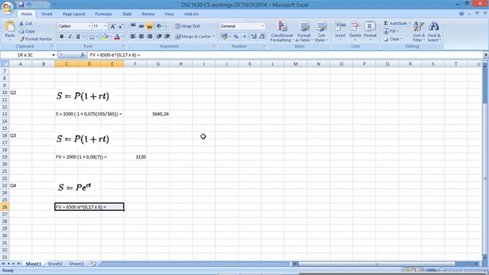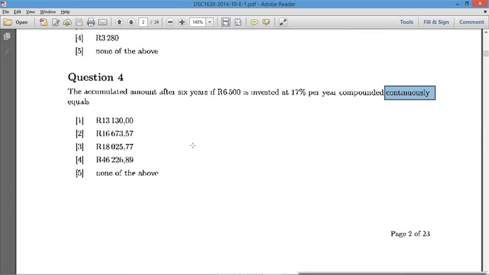If you take that and type that into your scientific calculator, you're going to get an answer of 18,025. That's the answer for question 4.